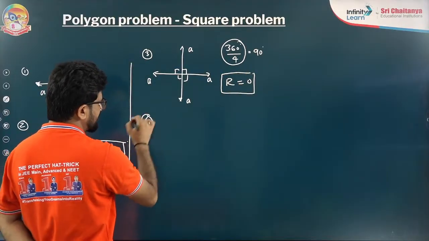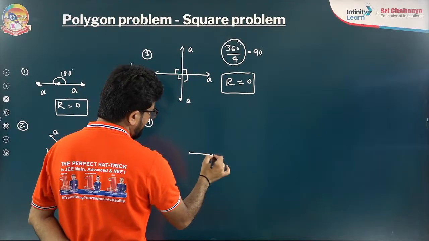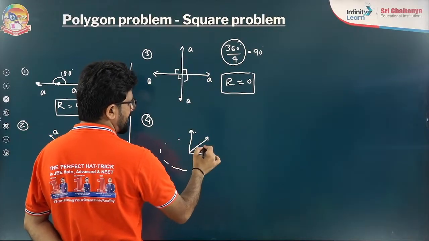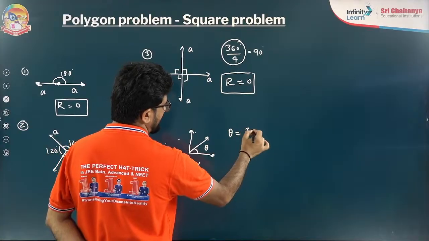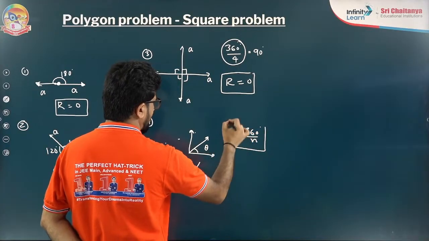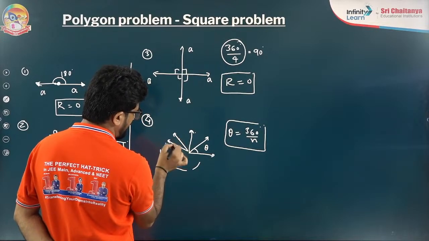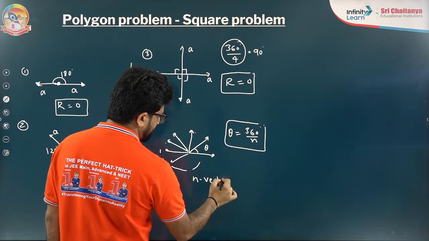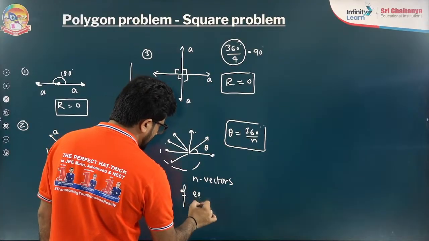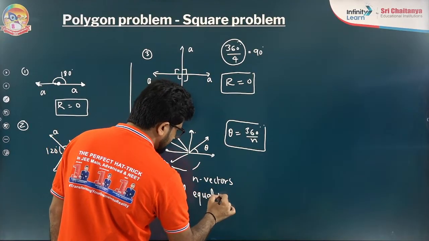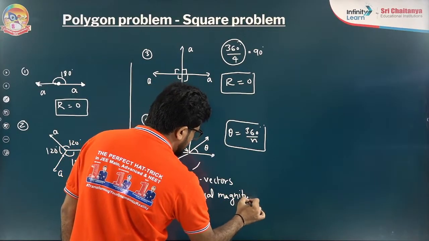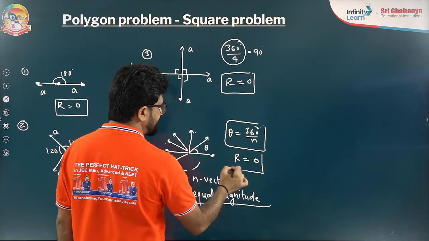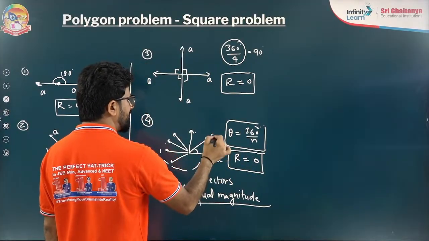Similarly, there can be n vectors of equal magnitude. The angle between them, suppose I call it theta, is nothing else but 360 divided by n. If I ask what the resultant is, then the resultant is again equal to 0. It's a very basic concept that you have to learn first.